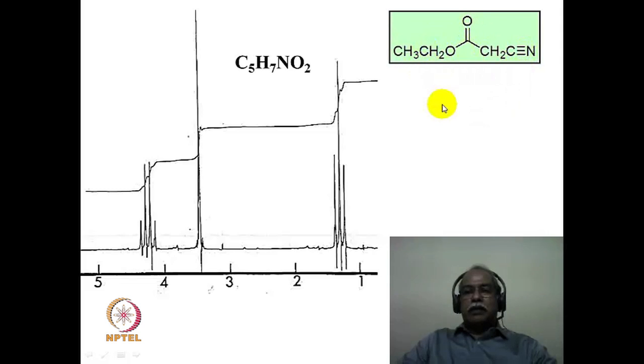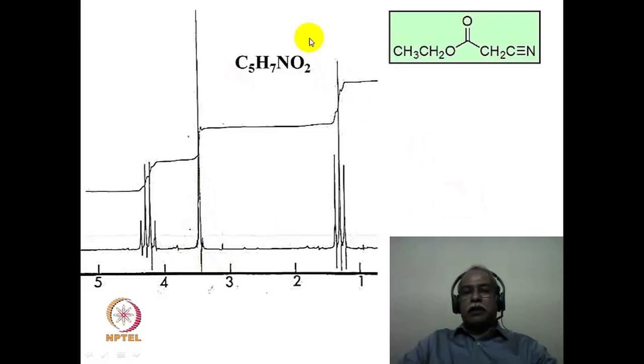Now having got the structure, one can go back and interpret this molecule. The OCH2CH3 appears as an ethyl group signature, which is a quartet above 4 ppm and a triplet around 1.5 ppm or so. And this CH2, which is a di-substituted CH2, one substituent is a cyano functional group, the other substituent is a carbonyl functional group. So that appears as a singlet around 3.5 ppm or so.